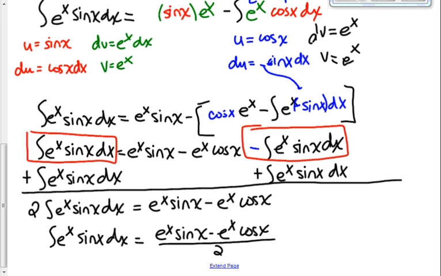You could do a half in front of each term. You could do each term divided by 2, whichever way you want to do it. And then I add my plus c at the end because this is an antiderivative.